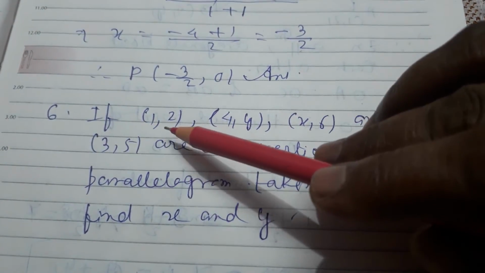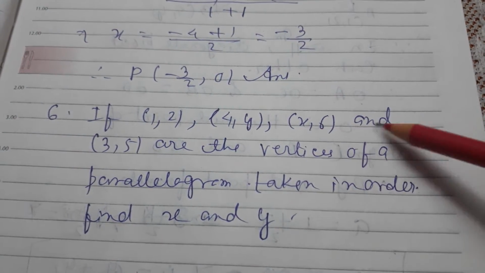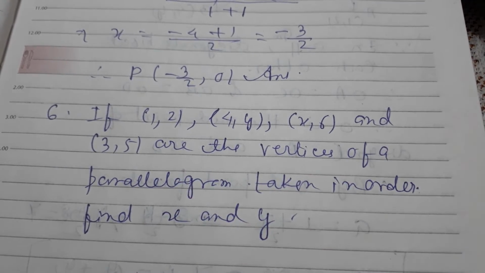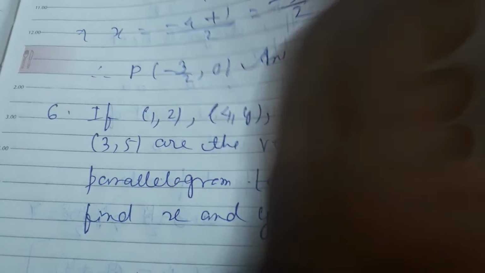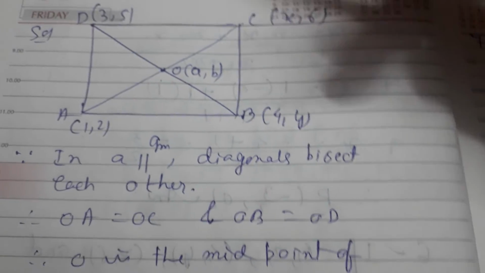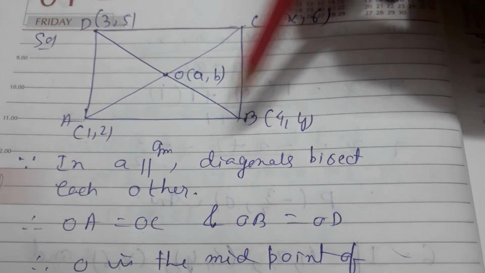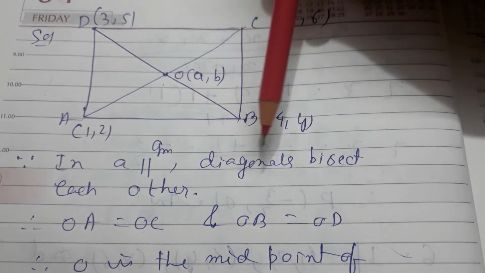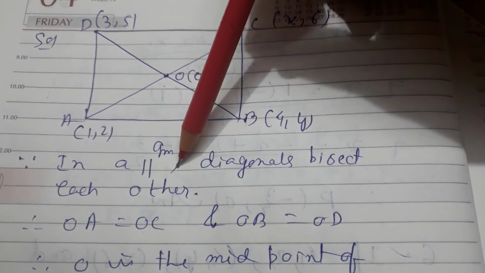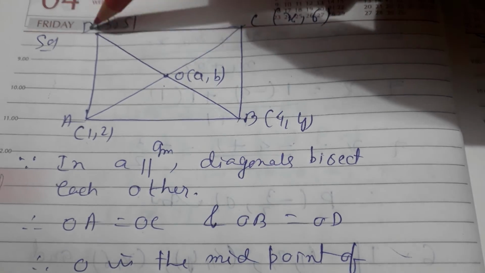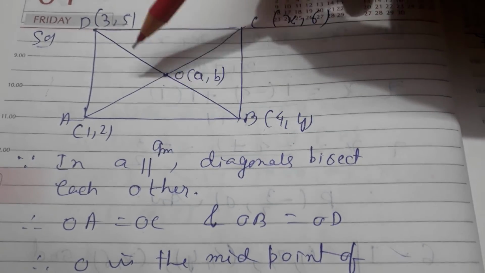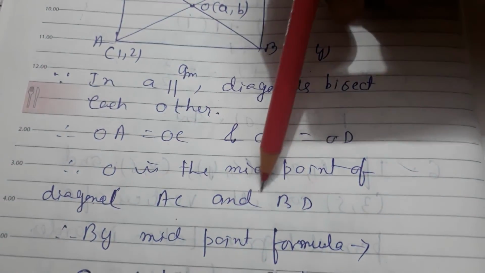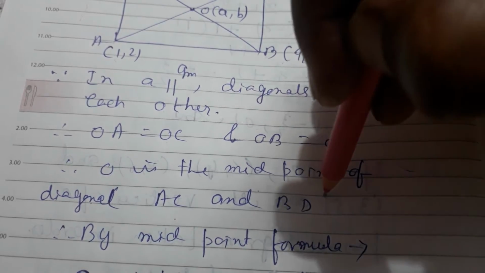Question is, if (1, 2), (4, y), (x, 6) and (3, 5) are the vertices of a parallelogram taken in order, then find the value of x and y. Now here ABCD is a quadrilateral whose coordinates are given. Okay. Now in a parallelogram we know the diagonals bisect each other. So OA equal to OC and OB equal to OD. That is, O is the midpoint of diagonals AC and BD. So midpoint formula we can apply.